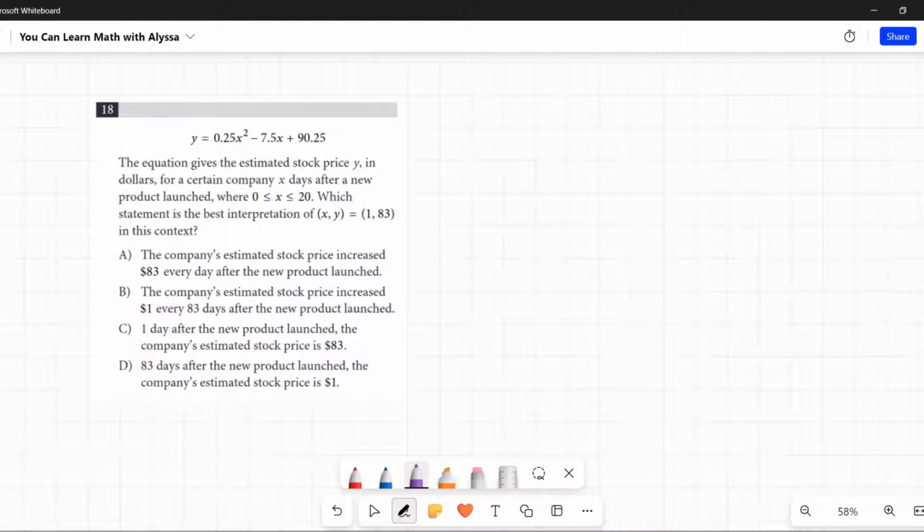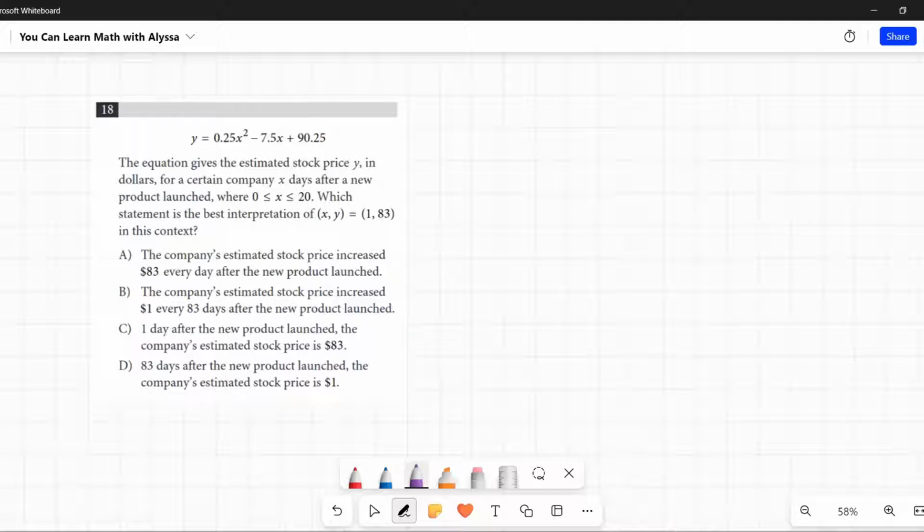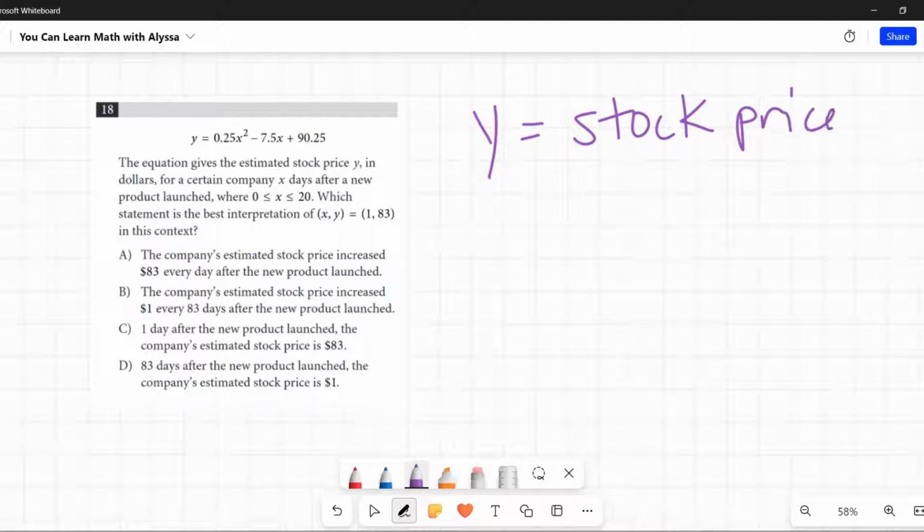18. Y equals 0.25x squared minus 7.5x plus 90.25. The equation gives the estimated stock price Y in dollars. I'm going to write this over here because there's a lot of text going on, and I don't want to get confused when I have these word problems. So I'm going to say Y is the stock price. All right, so I'm going to remember that. Y is the stock price.